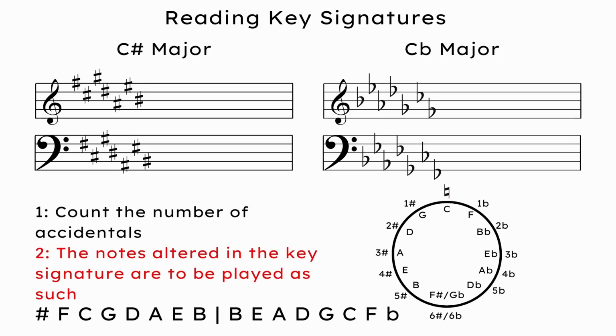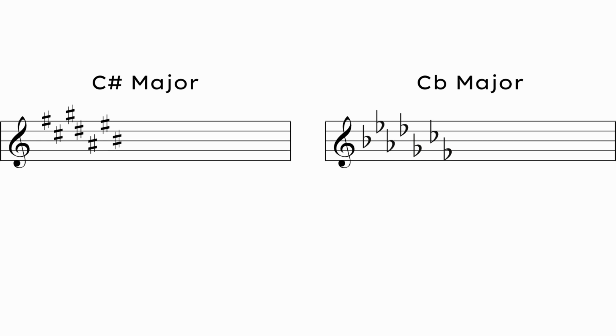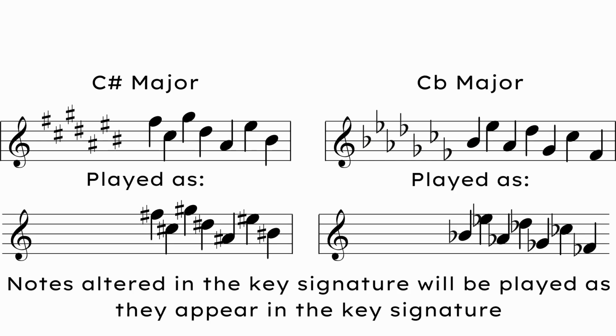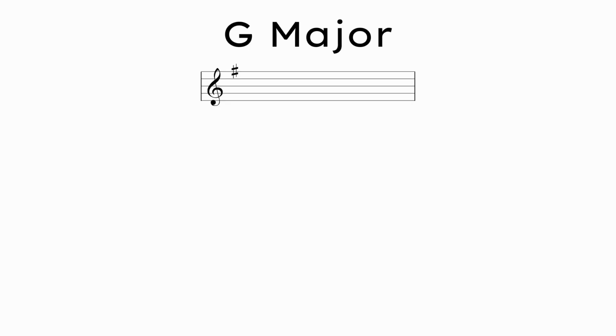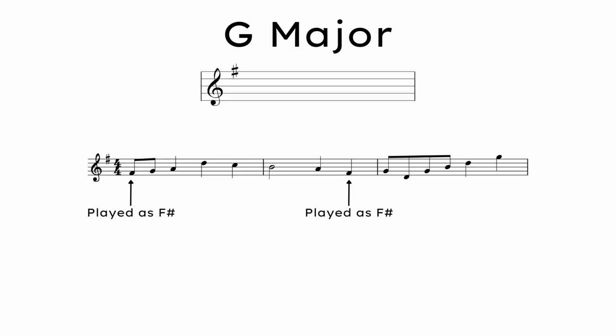While I was explaining the order of sharps and flats, you may have already figured out the other way to identify key signatures. When looking at a key signature, the sharps or flats are placed on the line or space associated with the note that is being altered. So in the key of G major, all Fs will be played as F sharps without the use of accidentals, since F sharp is already in the key signature.